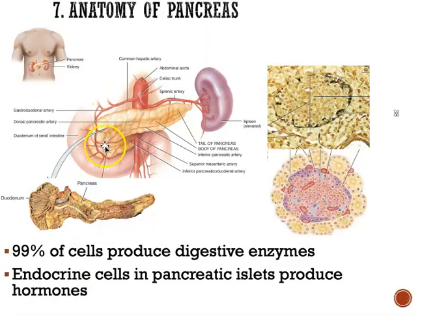Pancreas, we've seen this also in the digestive system, so some of this is going to be reviewed. So we have the head of the pancreas, the body, and then the tail. As a reminder, most of the organ is producing digestive enzymes. However, we have these areas called the pancreatic islets that are going to produce hormones.